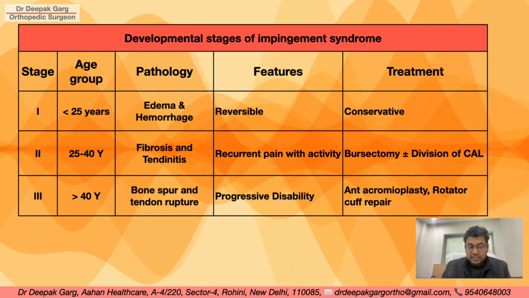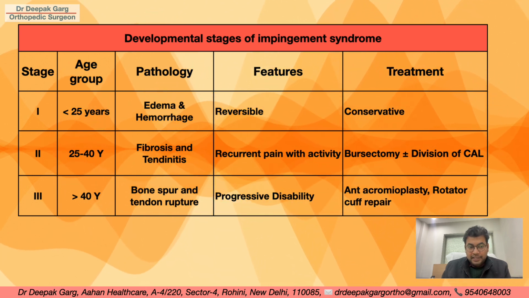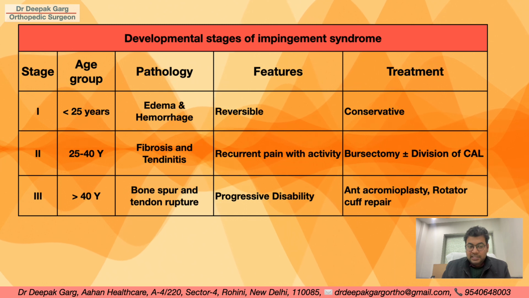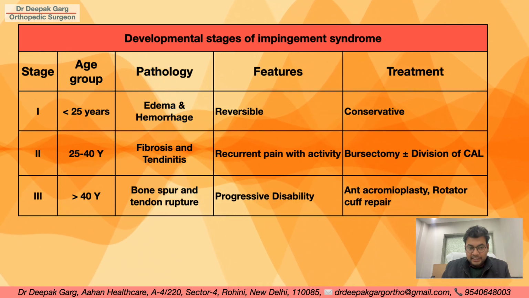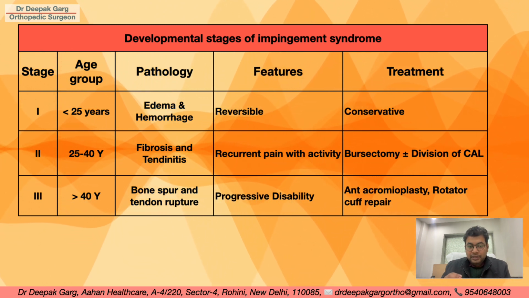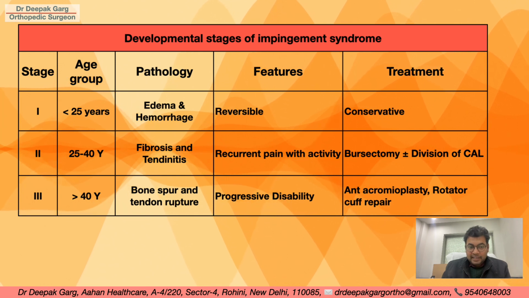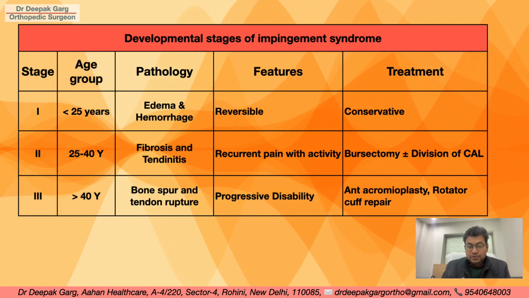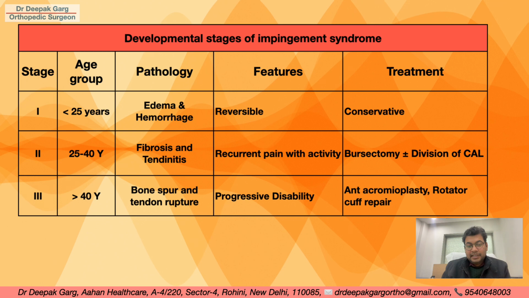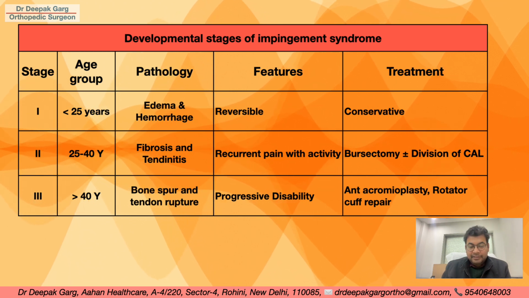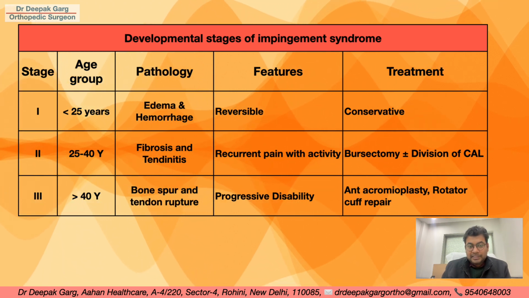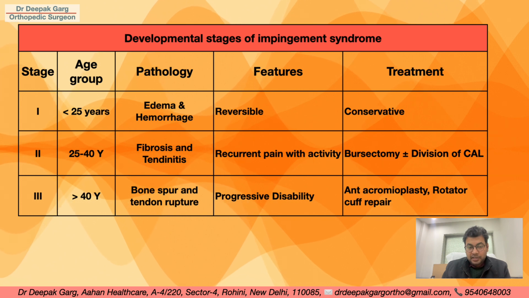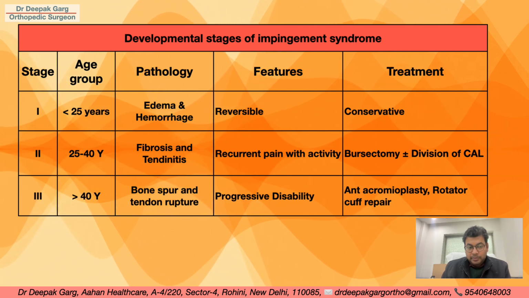Stage 2 is usually seen between 25 to 40 years of age, and the pathology is fibrosis and tendinitis. The patient will usually present with recurrent pain with activity, and treatment is usually conservative. But if the conservative treatment fails, we will have to go for surgery, and we will go for bursectomy with or without division of the coracoacromial ligament.